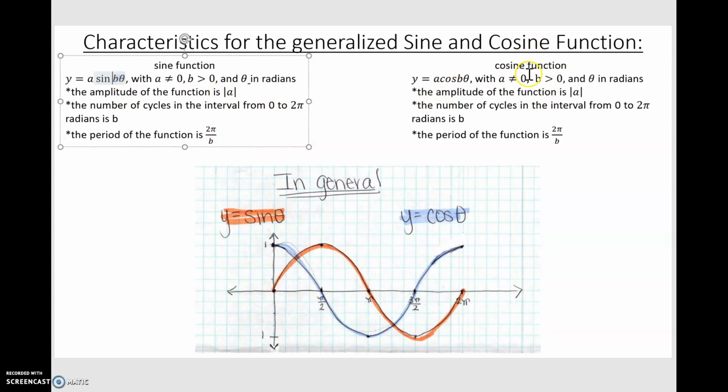Okay, cosine, very similar. For the amplitude, take the absolute value of a. For the number of cycles, it's still b, and to find the period, it's still 2 pi over b. So finding the amplitude, the number of cycles, and the period is the same process for sine and cosine. The graph looks a little different though. So let's jump over to some examples.